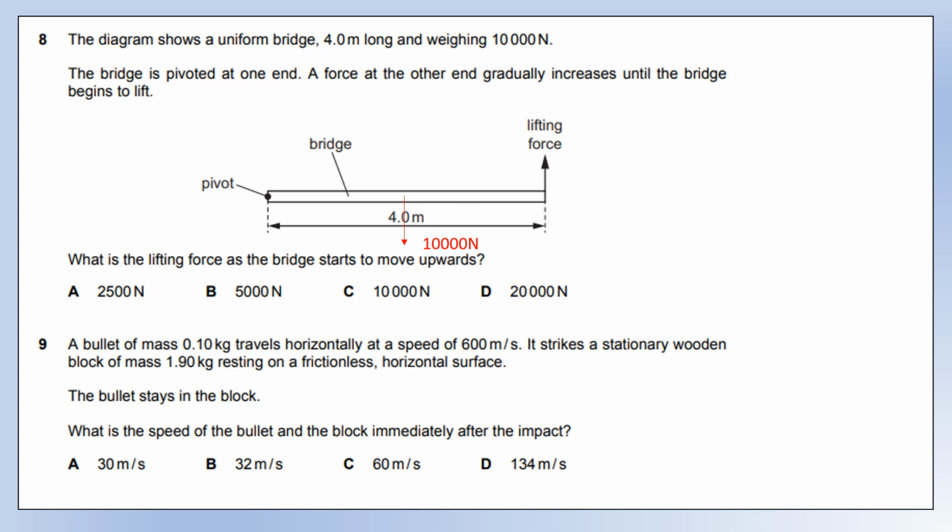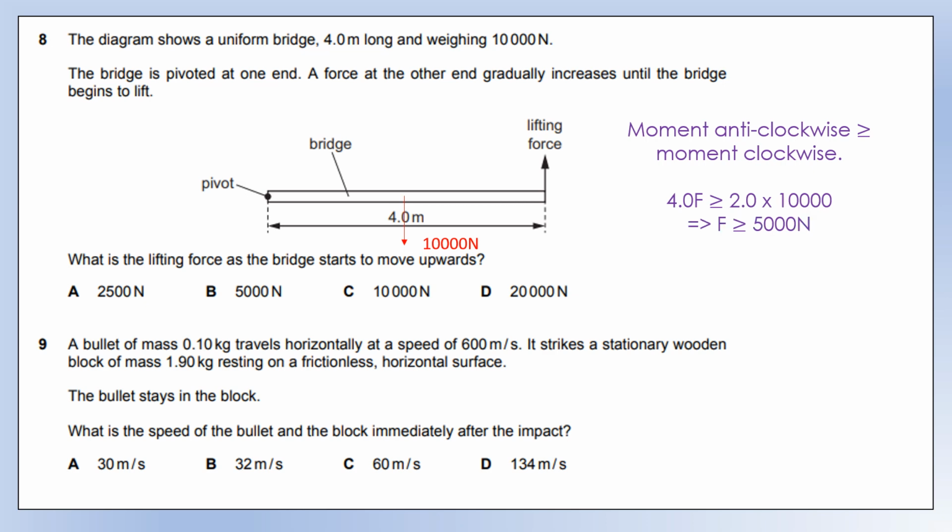So if it's just starting to lift, that means the moment clockwise is going to be greater than or equal to the moment going anticlockwise, because it's actually starting to rotate. And therefore, we know the moment from the lifting force, which is 4 meters from the pivot, must be greater than or equal to the moment of the weight force. And if we rearrange that, we know the force must be greater than or equal to 5,000 newtons. And since the question says it's just beginning to lift, that means we're going to give option B.